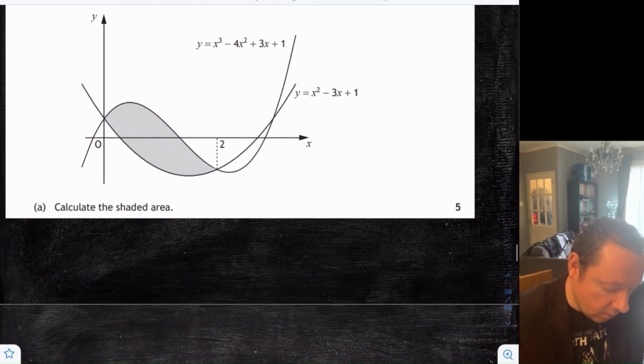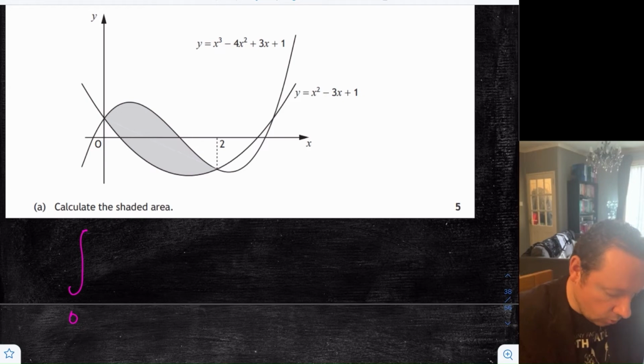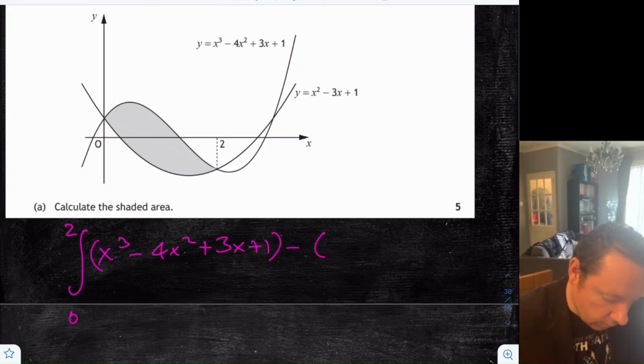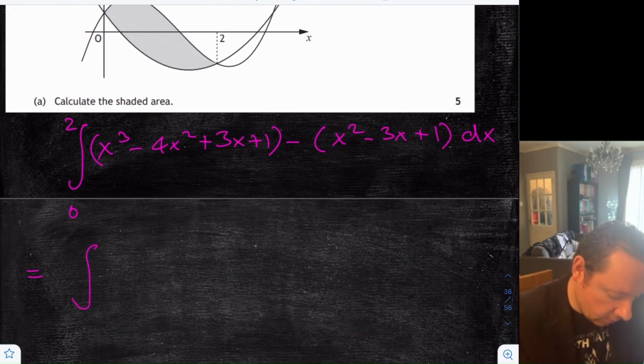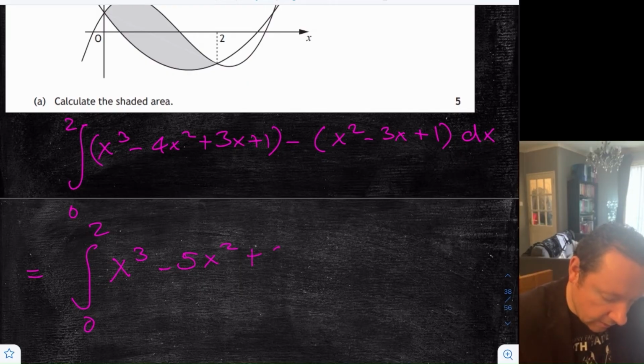So I can immediately write down it is the integral between 0 and 2 of our upper curve minus our lower curve dx. So we can tidy that up before we integrate. We've only got an x cubed term, and then our x squared, 4 minus 1 is minus 5x squared. Our x terms, 3x minus 3x is plus 6x. Watch your signs. And then 1 minus 1 is 0. So we get this integral to do.